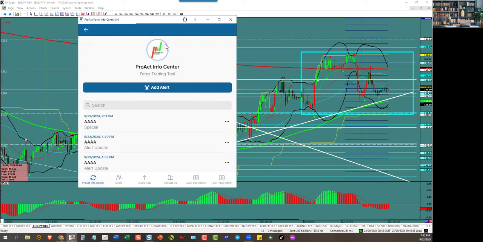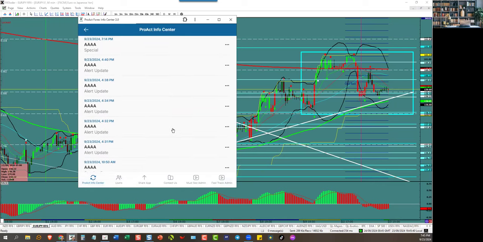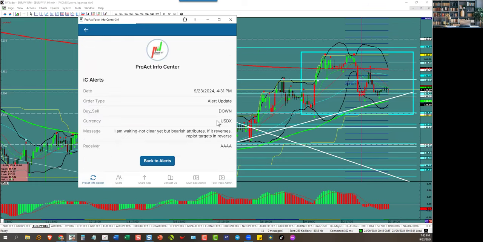Alerts. All right. So first thing I did was I came in here this afternoon, and I said, okay, I got the dollar index down right now, but I'm waiting. It's not clear yet, but bearish attributes. If it reverses, replot the targets in reverse. So that's your heads up. So let me make sure this stays up here while I do this. So that's the dollar index.